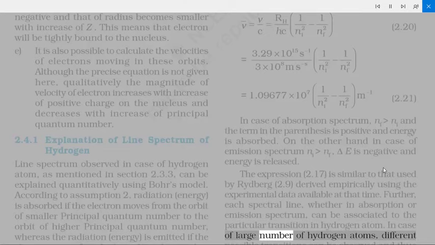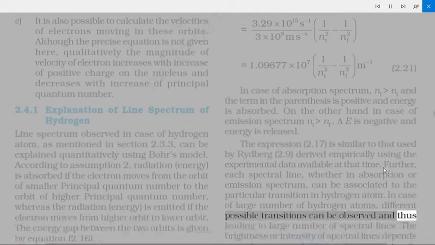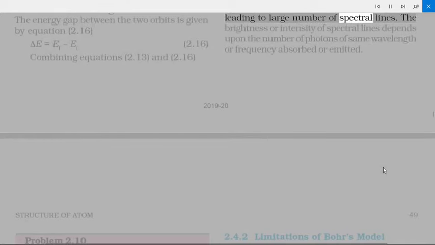In case of a large number of hydrogen atoms, different possible transitions can be observed, thus leading to a large number of spectral lines. The brightness or intensity of spectral lines depends upon the number of photons of the same wavelength or frequency absorbed or emitted.